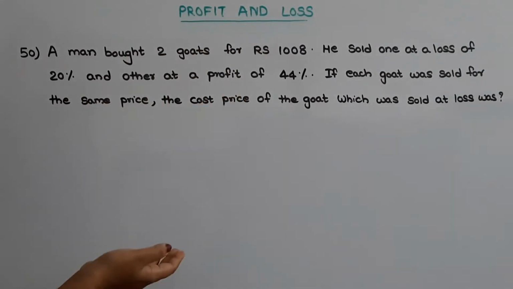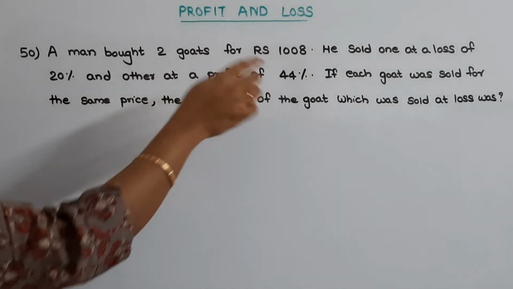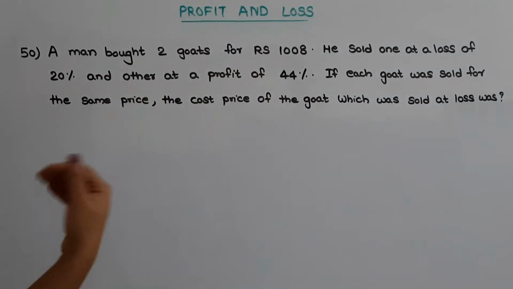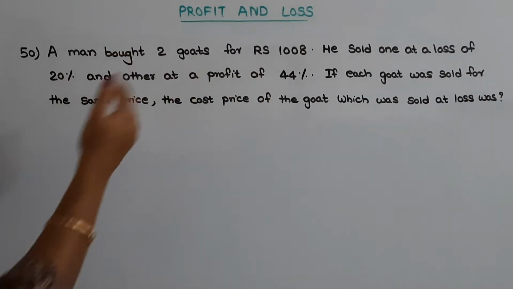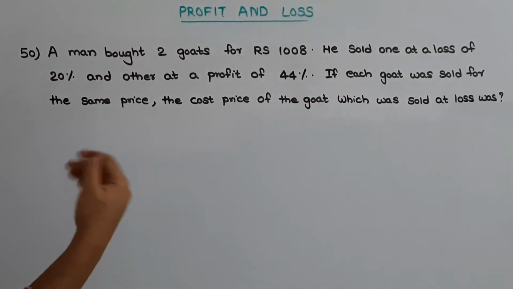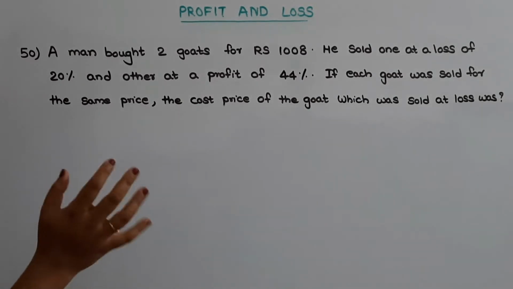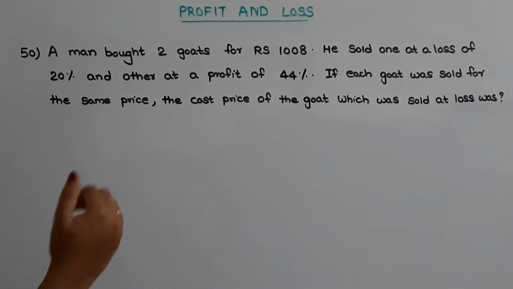Then they are telling that the man sold one at a loss of 20% and the other at a profit of 44%. They are also telling that the selling price of both the goats is the same. We need to find out the cost price of the goat which was sold at loss. So there are 2 methods to find out this answer easily. Let us do the first method.